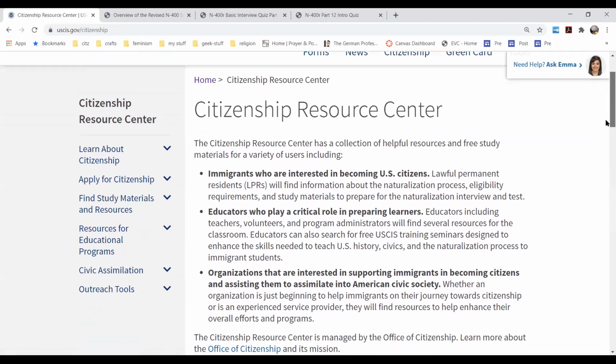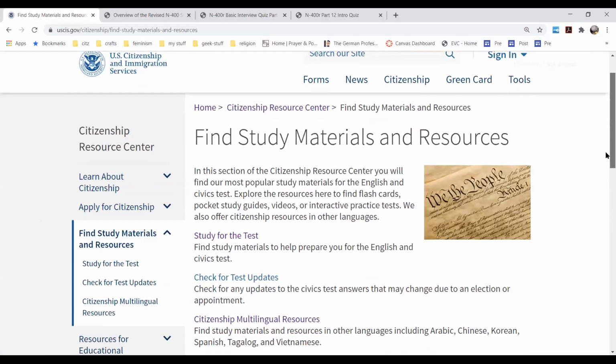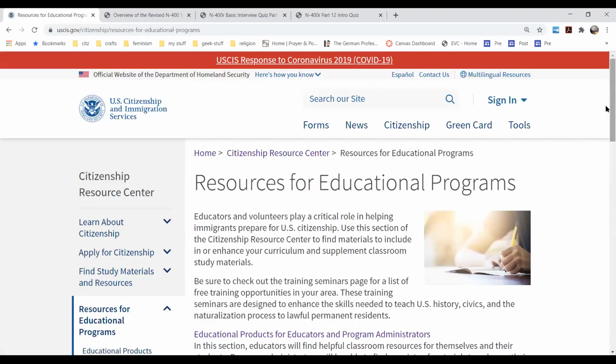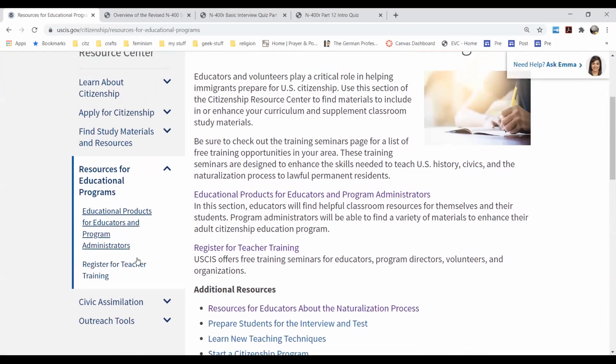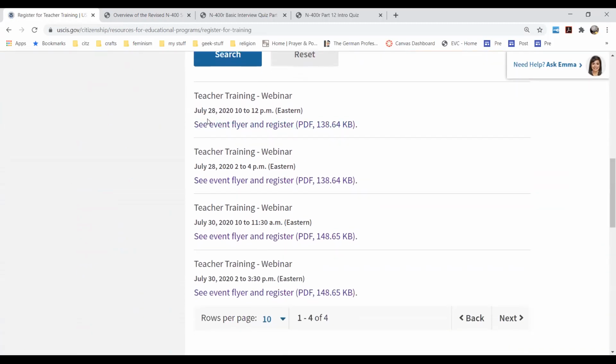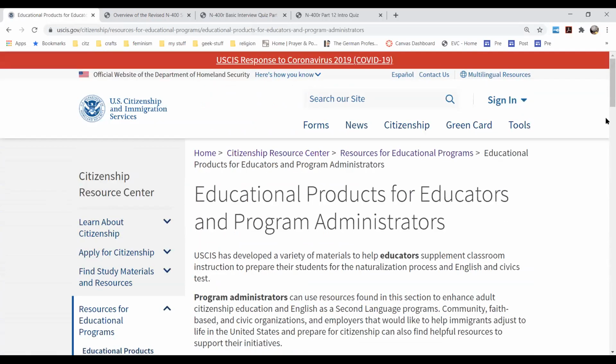Here we are taking a look at this, but now I'm thinking, well, I can't click the educator thing. Do I go to resources or do I go to study aids? If I go to study aids, then here we have multilingual resources. Those are for the students. So let me go here for the teachers, and hopefully I can find something. Register for teacher training. There are some upcoming webinars that talk about some of the training coming up. Please take a look at that at another time. But here are the educational products.